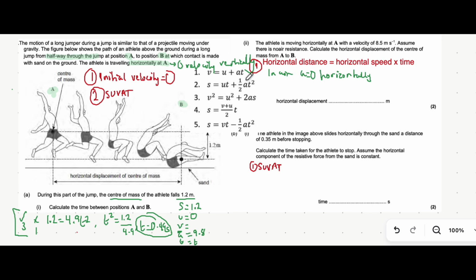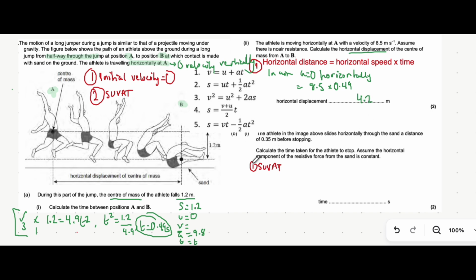When acceleration is 0, that means that a half AT squared is 0, so you can just use S equals UT, or distance equals speed multiplied by time. So the horizontal displacement that's moved is the horizontal speed that it travels with, and because there's 0 acceleration, that velocity stays constant horizontally. And you multiply that by the time taken of the motion from A to B, which is what we found in part A, 0.49. Multiplying those two together, you'll get 4.2 meters.